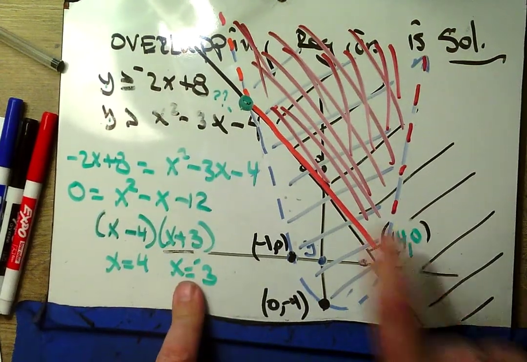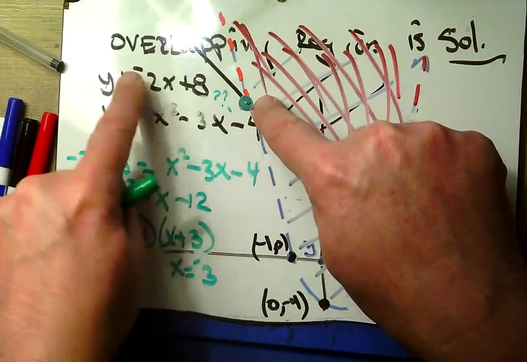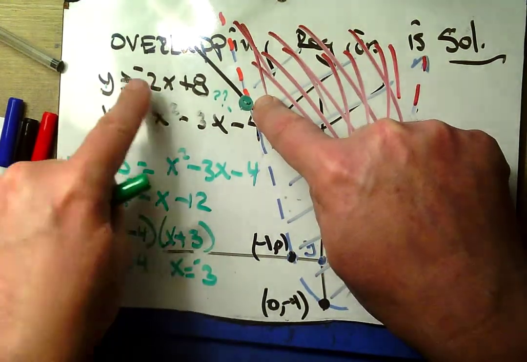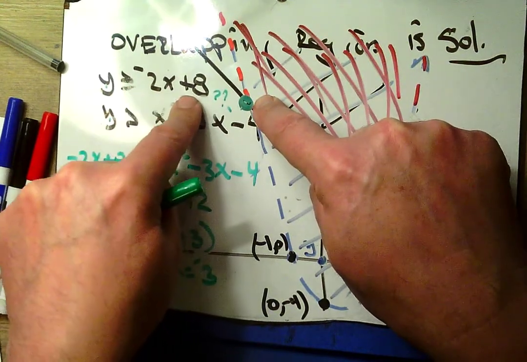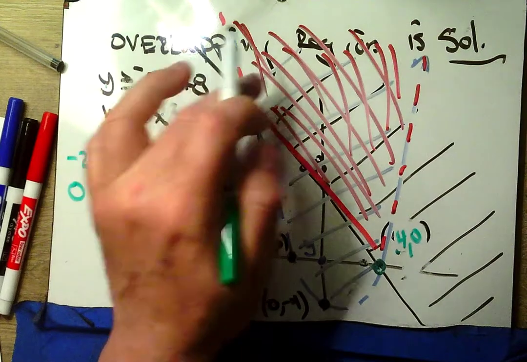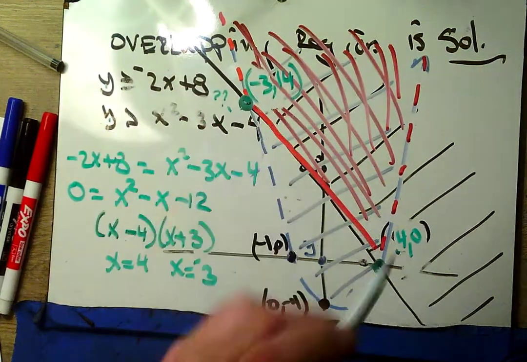What about this? This must be the -3. 2 times -3, no, -3 times -2 is positive 6. 6 plus 8 is 14. So this point over here is going to be -3, 14.